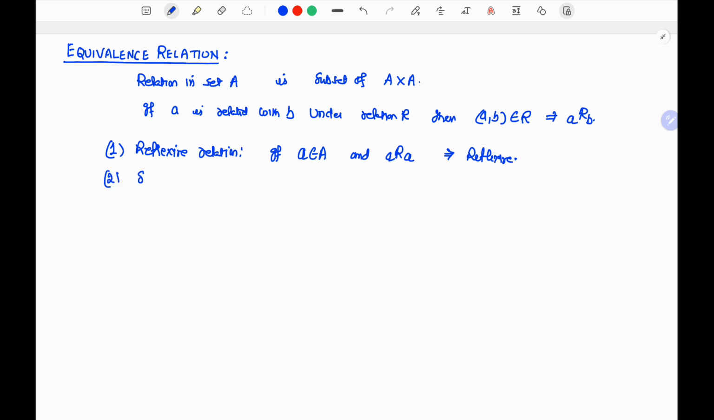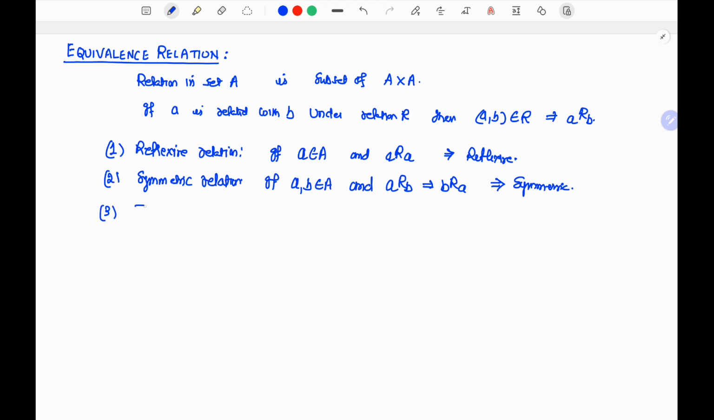Second is symmetric relation. If elements a, b belong to set A and under relation R, a is related with b implies that b is related with a, this implies that the relation is symmetric.